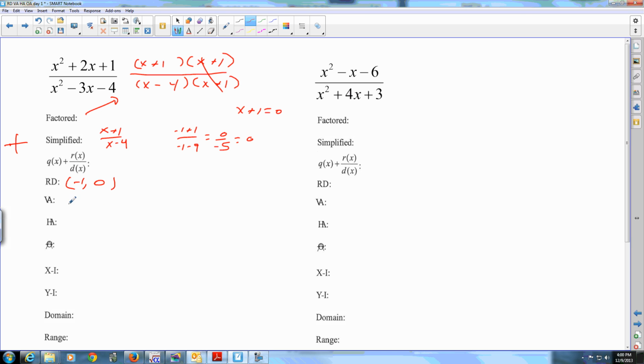Okay. Vertical asymptote. Well, I need to divide this. To help you with the division, what's up top is 1 and 1, and you're going to divide by a 4. So drop the 1, 4, 5. So your q of x is 1 plus your remainder over what you divided by.